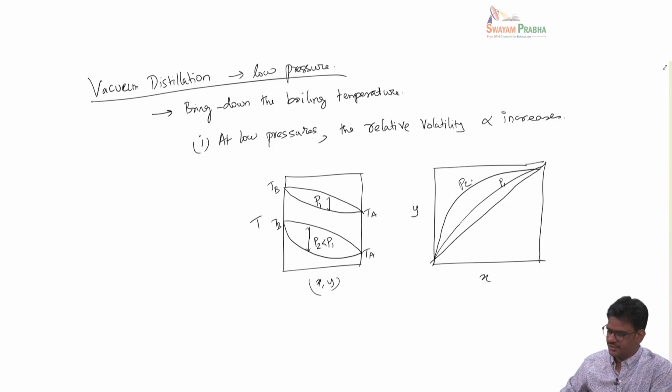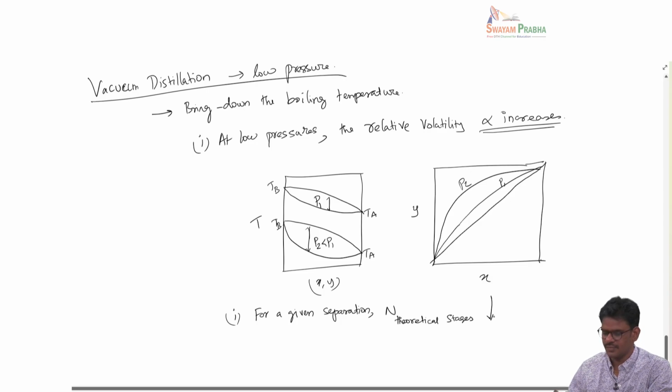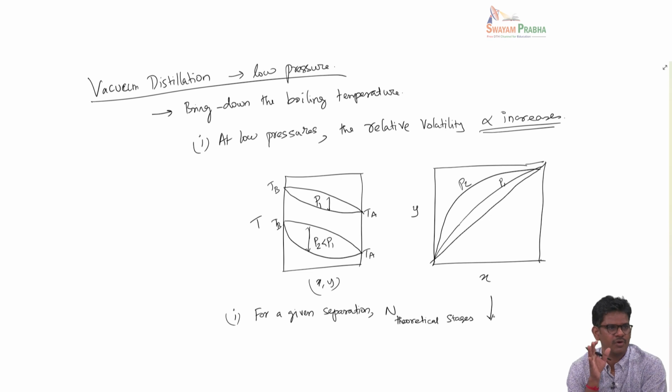Now, what are the things that we can do if alpha can be increased? For example, for a given separation, the number of theoretical stages comes down. So compared to atmospheric distillation, if you do low pressure distillation for the same product quality and flow rates, the number of stages that you need would come down. So this is one advantage.